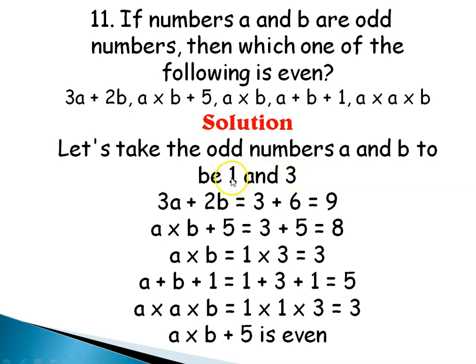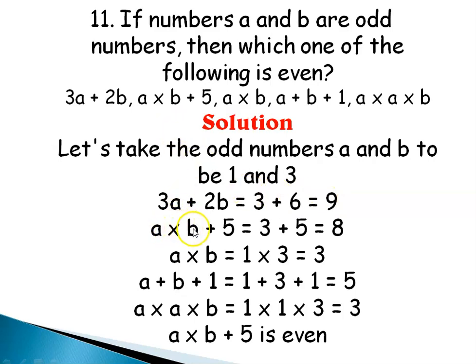What that means is I'm going to substitute 1 and 3 into each of these expressions and see which of them will give me an even number. So I'll start with 3A plus 2B. I'm assuming my A to be 1 and my B to be 3. So if A is 1, 3 times 1 will give me 3. And then if my B is 3, 2 times 3 will give me 6. 3 plus 6 is 9. So this expression is odd. It's not an even number.